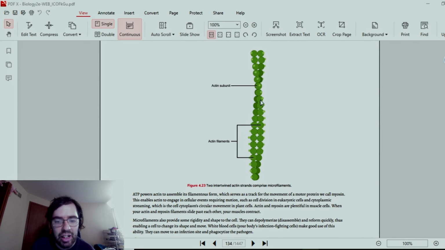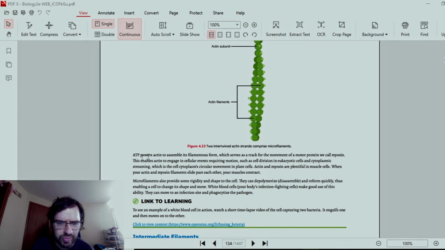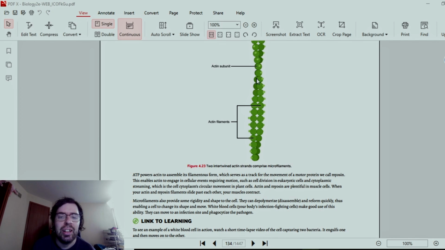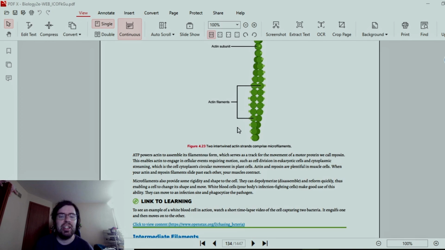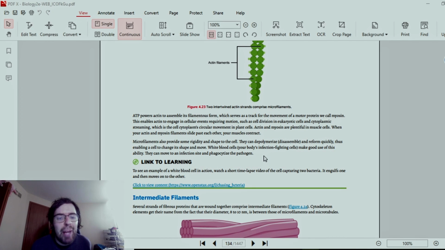And here we can zoom in and look at them. They kind of look like they're made out of beads. Oh, actually, sorry, the strings are the filaments. The beads are the actin subunits. ATP powers actin to assemble its filamentous form, which serves as a track for the movement of a motor protein we call myosin. By the way, ATP is basically the energy structure of life. Without ATP, nothing organic can do anything, and we'll discuss that in a later section.